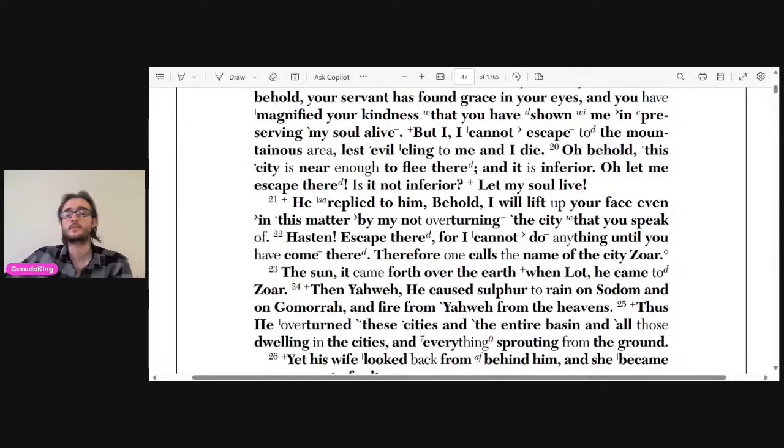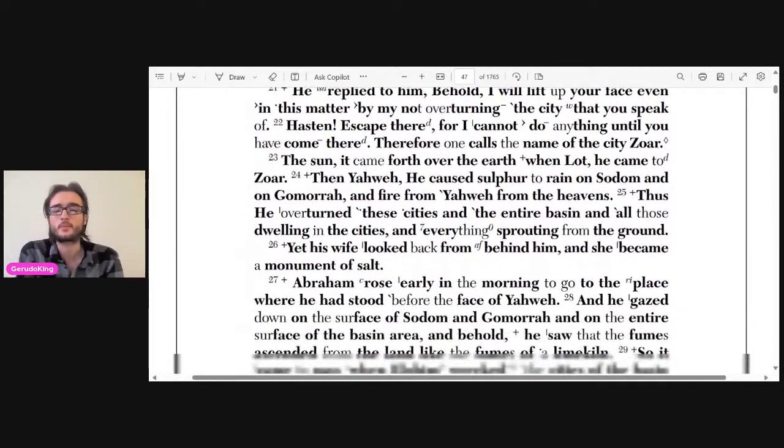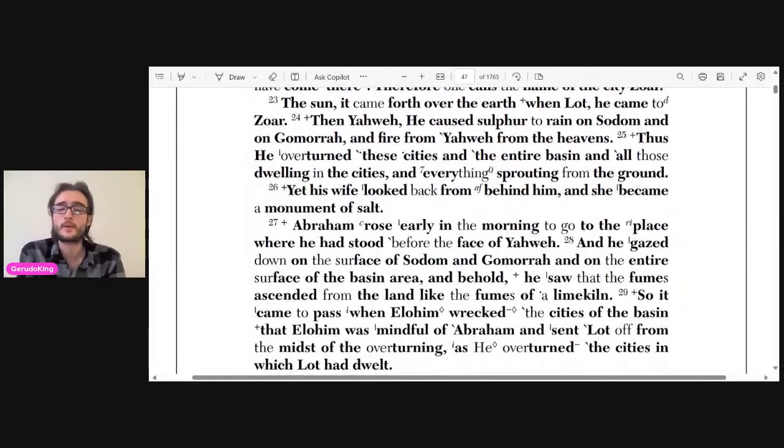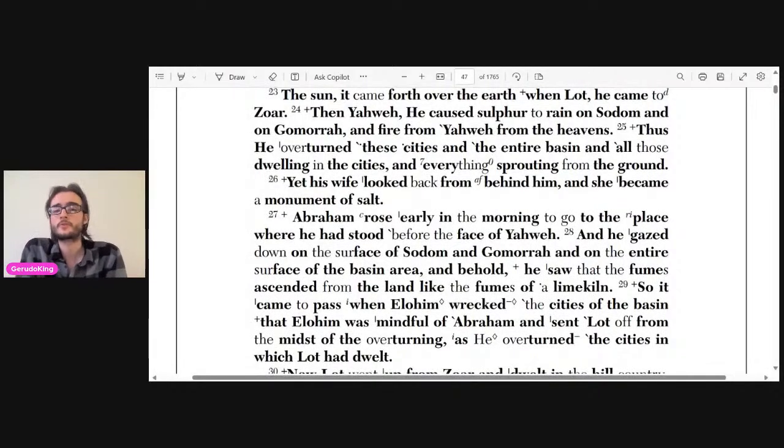The sun came forth over the earth when Lot came to Zoar. Then Yahweh caused sulfur to rain on Sodom and Gomorrah. Fire came from Yahweh from the heavens. Thus he overturned these cities and the entire basin, and all those dwelling in the cities, and everything sprouting from the ground. Yet his wife looked back from behind him, and she became a monument of salt.